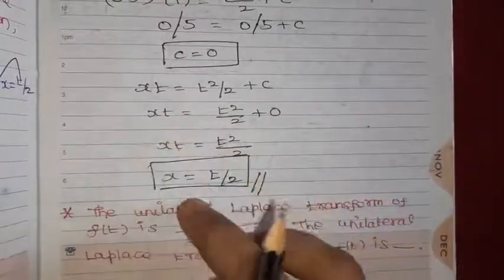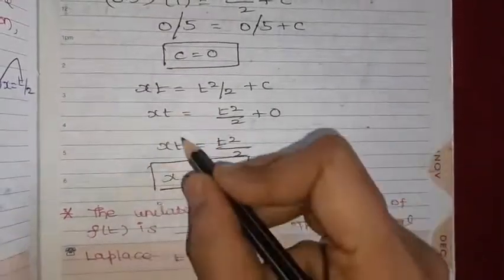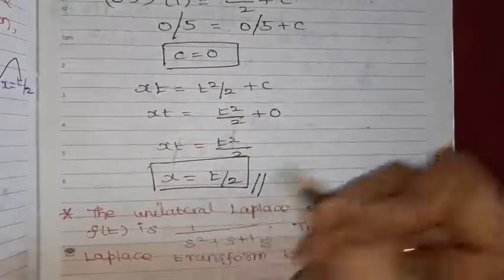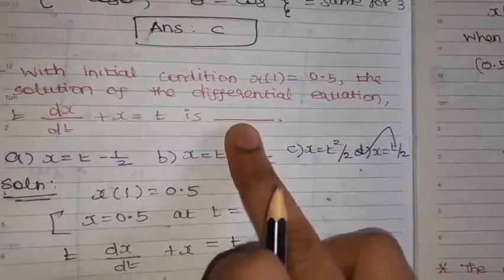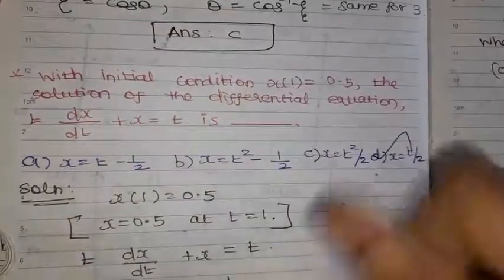So what is the x value? Just cancel t, x equal to t by 2. So this is the solution of the given differential equation with the initial condition, x equal to t by 2.